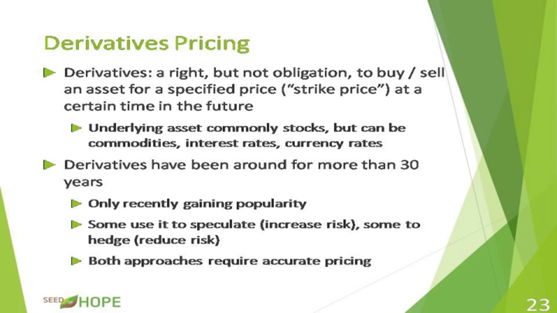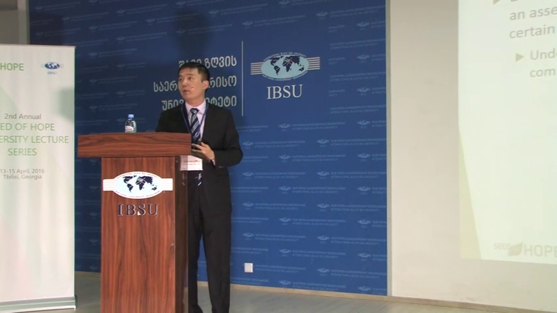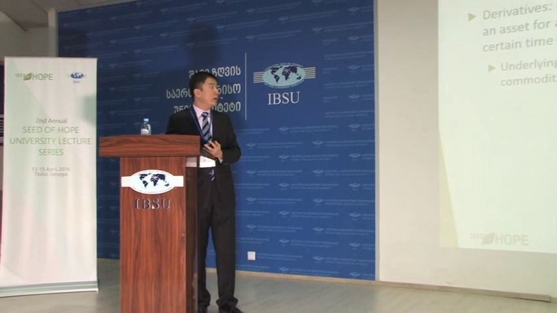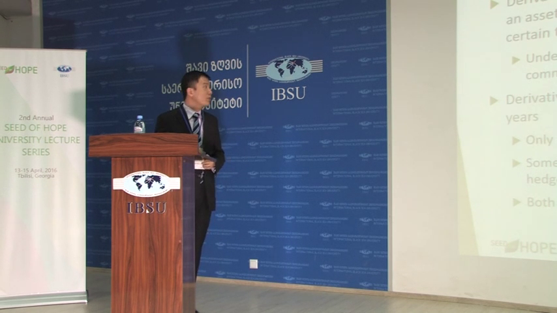And the underlying asset does not have to be a stock of Coca-Cola. It can be commodities such as corn, wheat, barley, oil. It can be interest rates. It can be currency rates. For example, if I want to protect my exposure against the Japanese market or the Chinese yuan market, then I will enter into a derivative contract on the Chinese currency exchange. These derivatives have been around for more than 30 years, but they're only recently gaining popularity. Why? Because only recently people know how to price them.